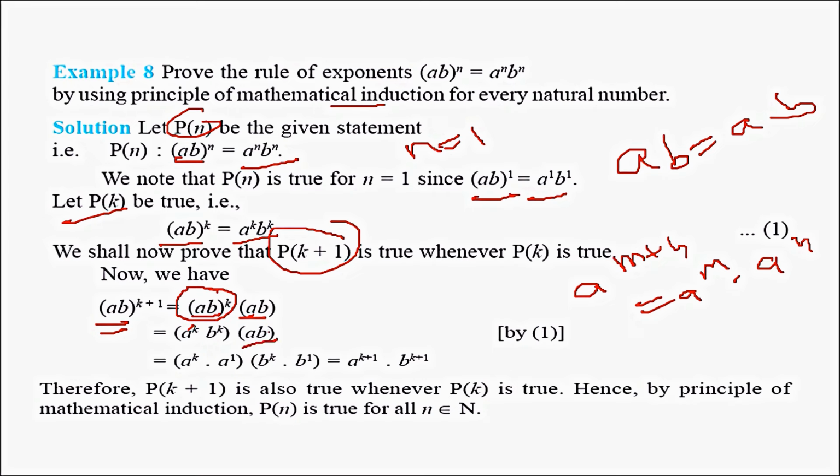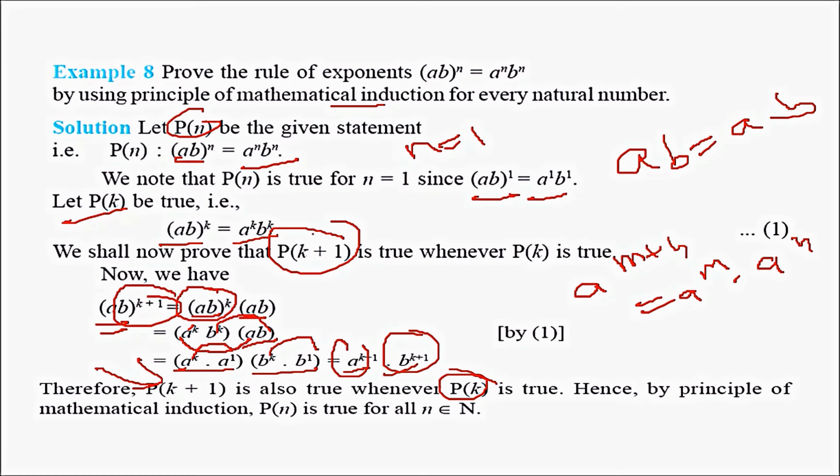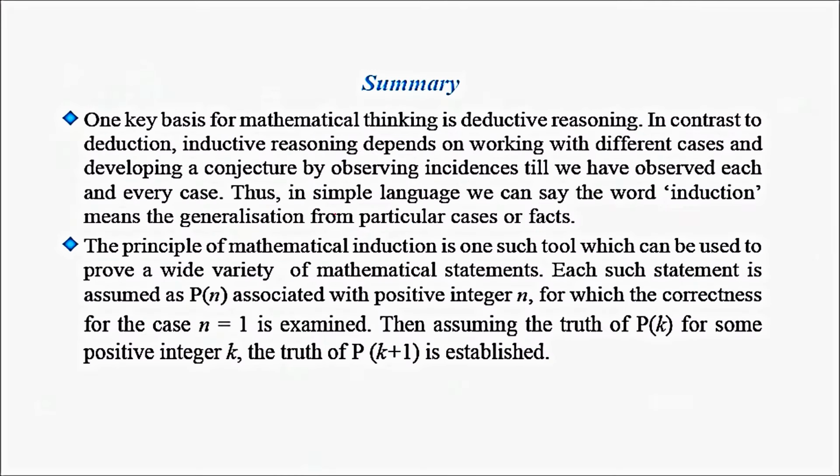and this remains ab. Combine a to the power k with a, and b to the power k with b. So this will be a to the power k plus 1, b to the power k plus 1. So for ab to the power k plus 1, we get a to the power k plus 1, b to the power k plus 1, and we found that for every P(k) being true, P(k plus 1) is also true. So by the principle of mathematical induction, this is also true.